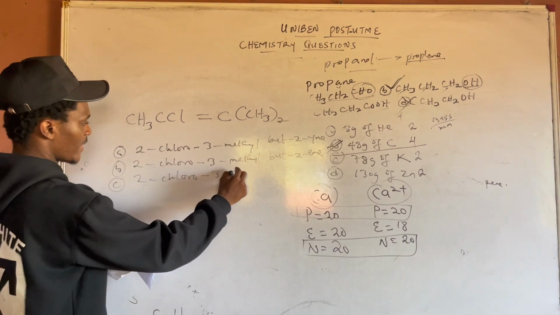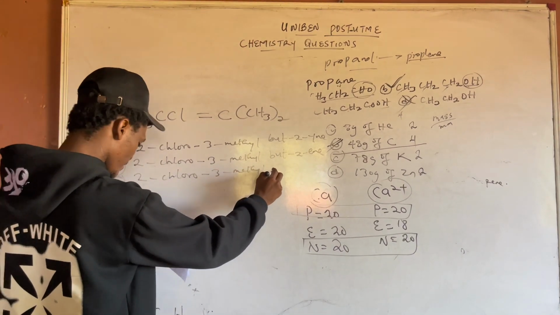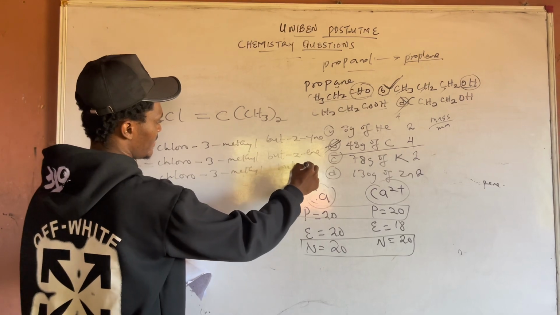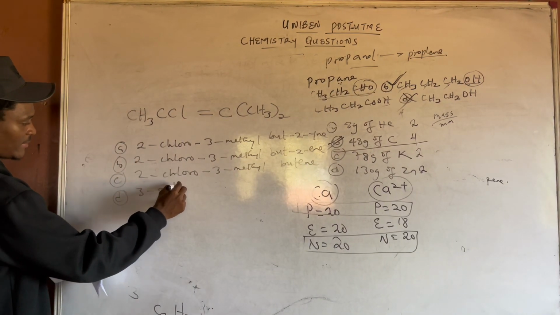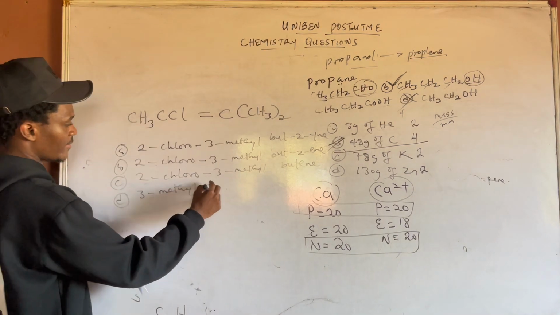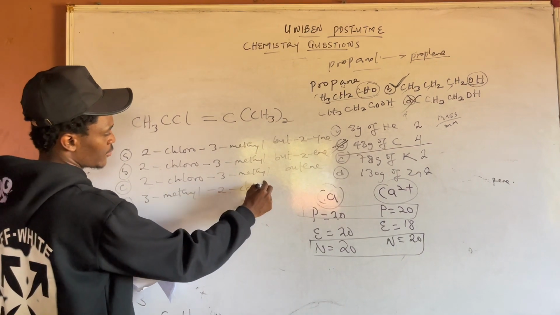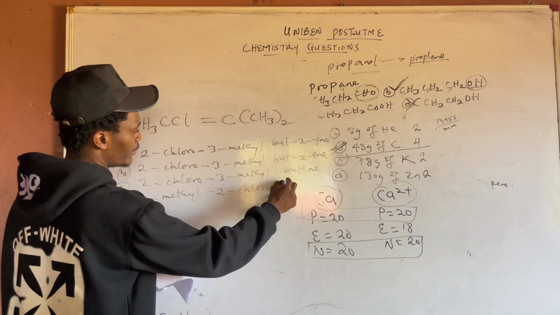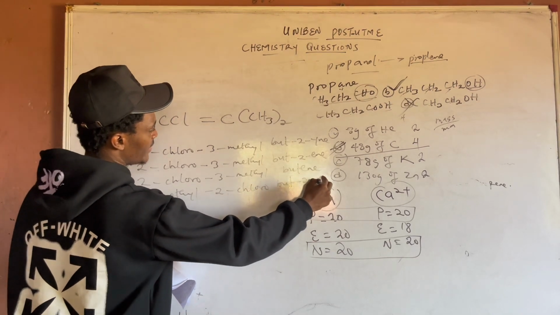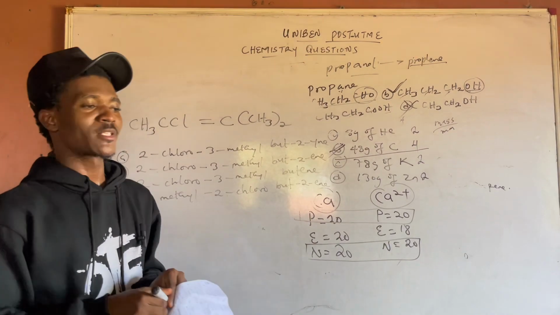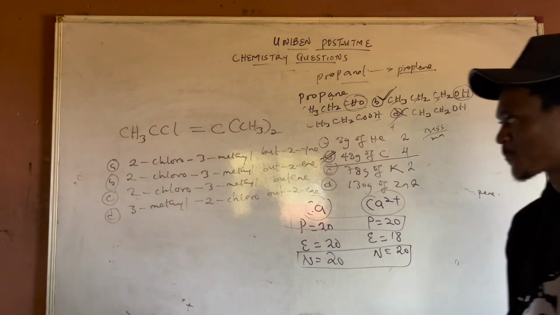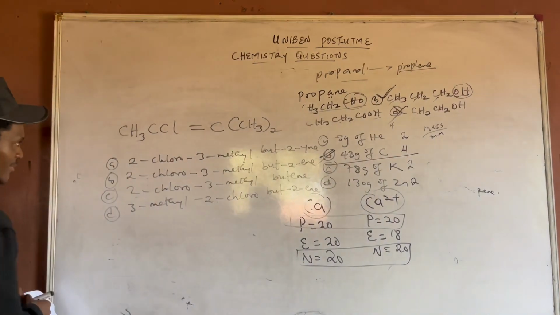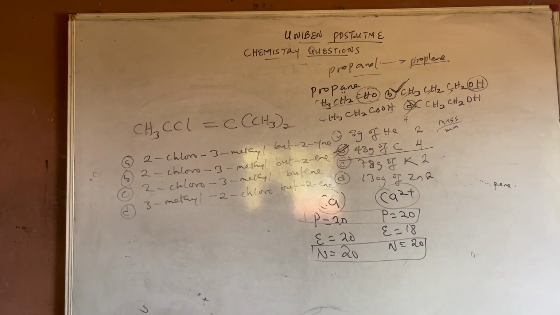Then C, 2-chloro, then 3-methyl, then root 1-yne. Then D, 3-methyl, then 2-chloro, then root 2-yne. Now let us dissect this question. Now, on the board, we are having this. Let me expand it.